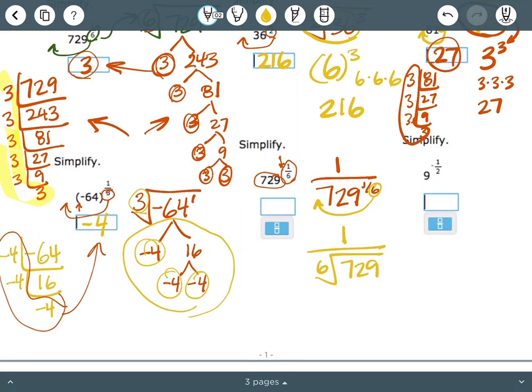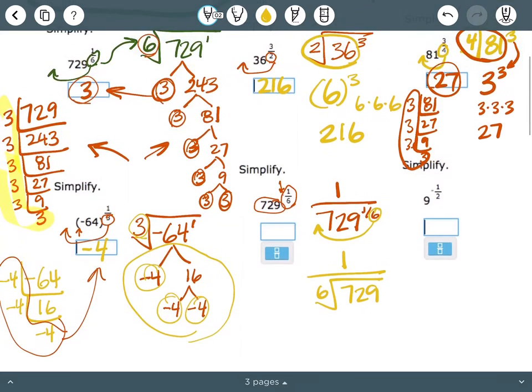sixth root of 729. Right? I'm going to remember from up here, because I already did this math, that the sixth root of 729 is the number 3. So I know that all of this simplifies into the number 3. So I have 1 over that 3. Right? And that's going to be my answer right here, 1/3.